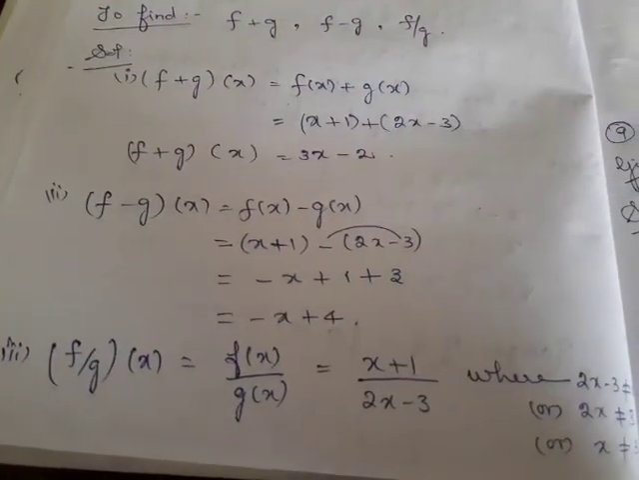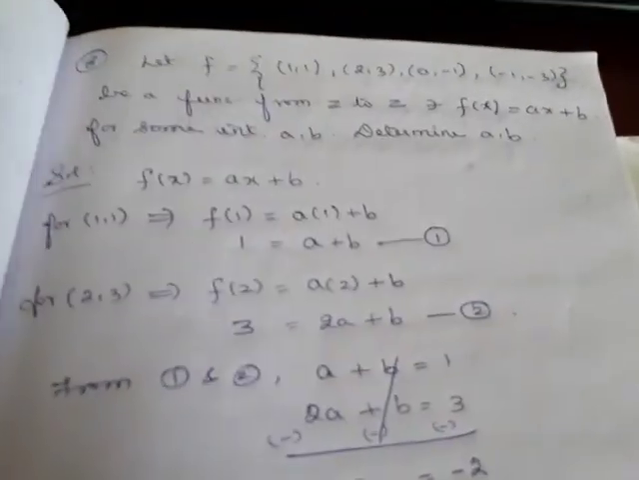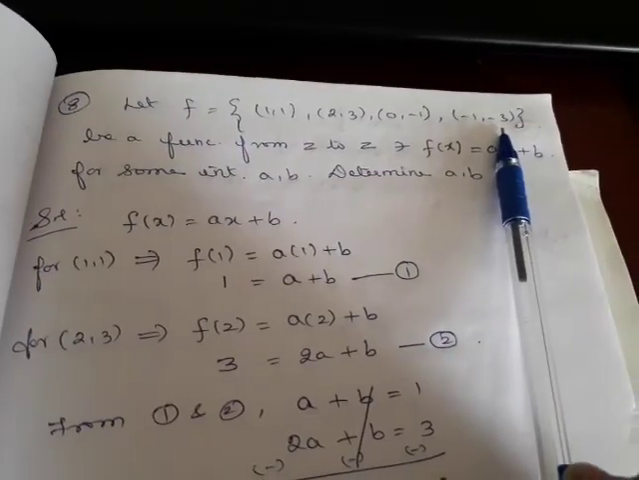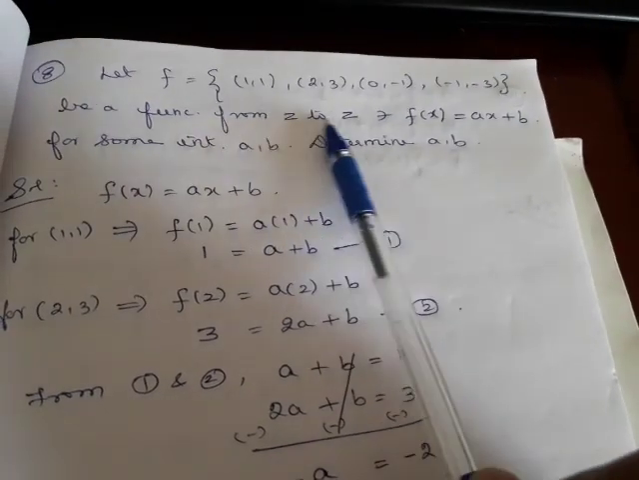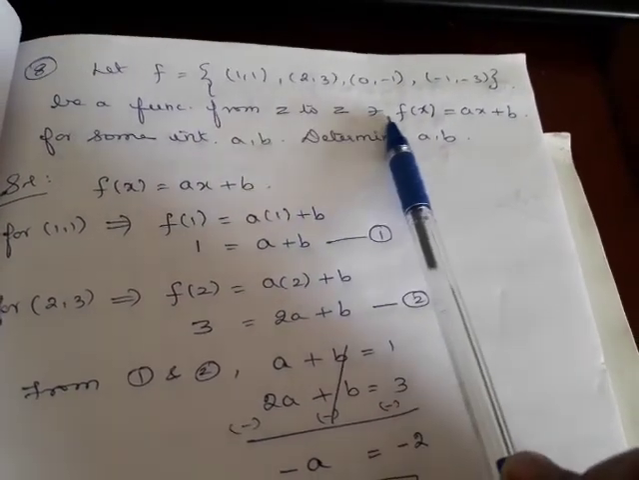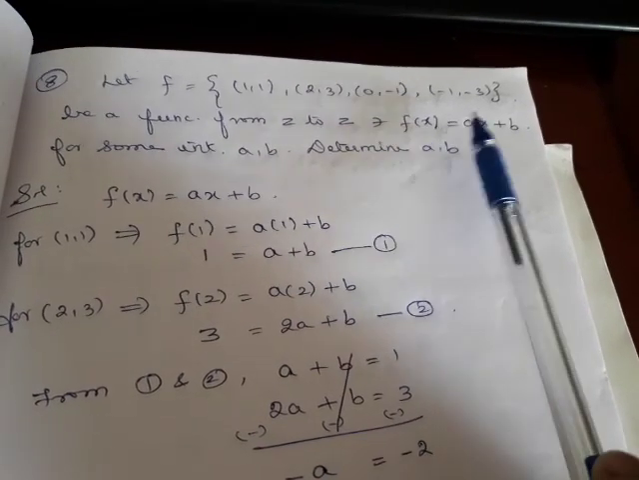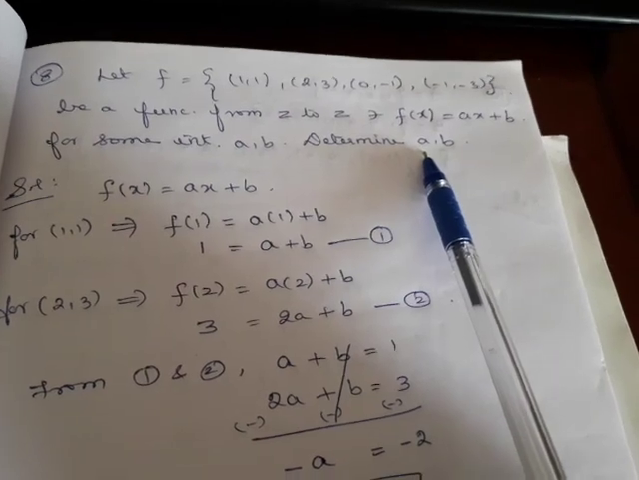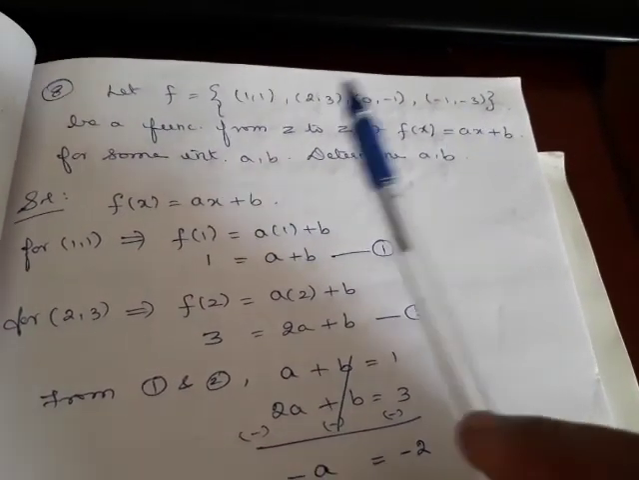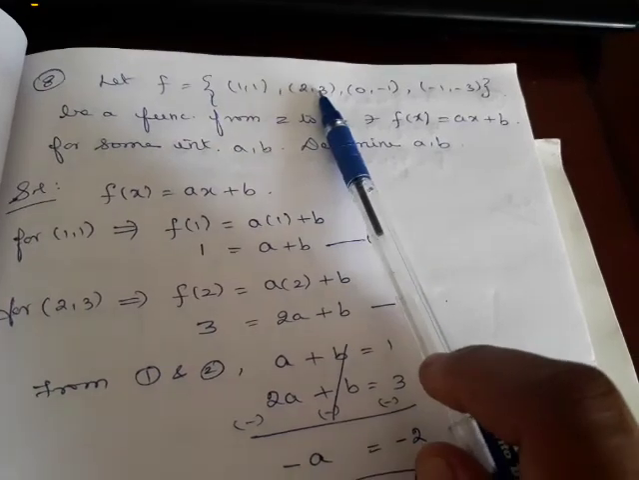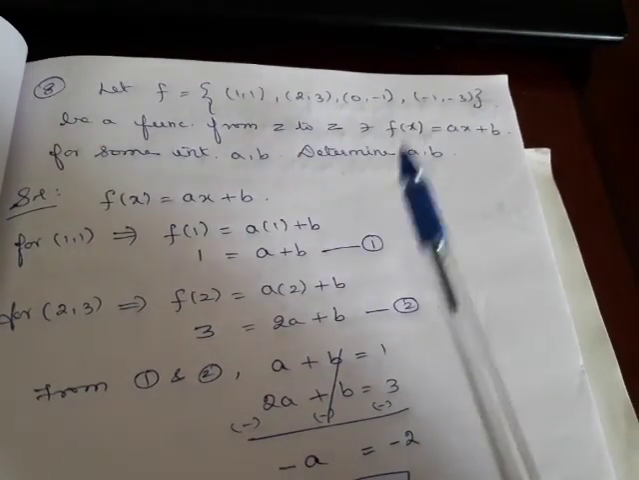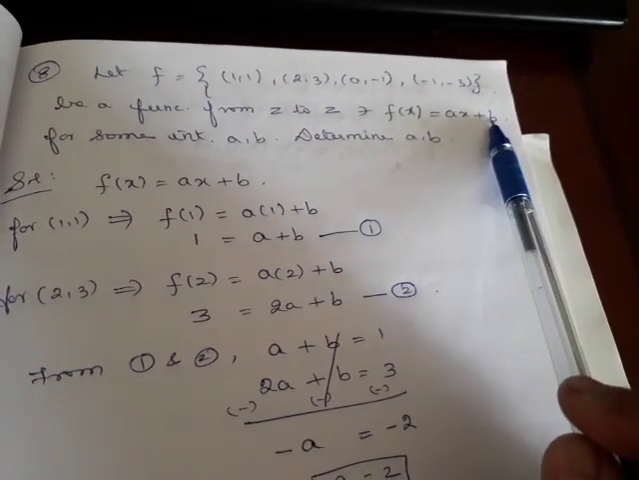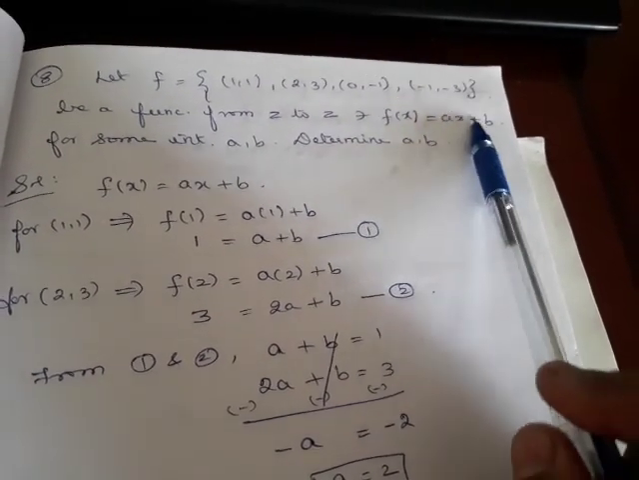Now let us move on to the next question. See the next question, it's a little interesting. Let f, the set of all ordered pairs they have given, be a function from Z to Z, that is, integers, such that f of x is equal to ax plus b for some integers a and b. Determine a and b. They have given you the domain and the range of a function, but they didn't define the function. They asked you to define the function in terms of ax plus b, that is, to find what a and b are.